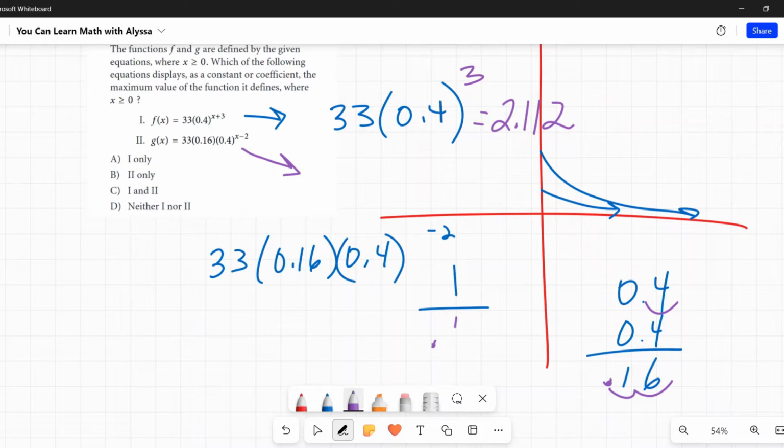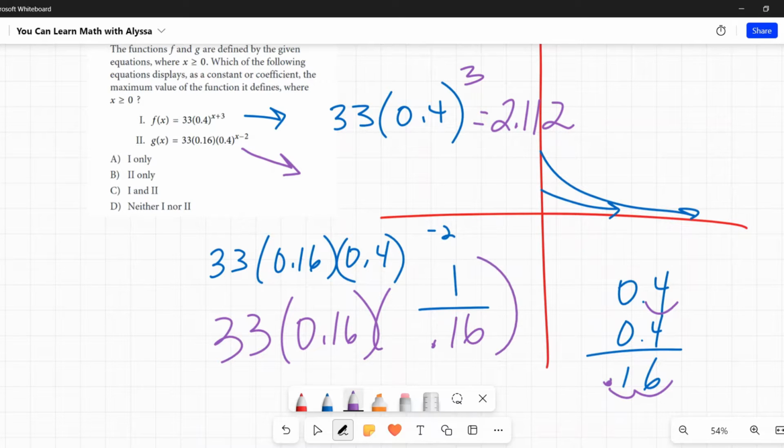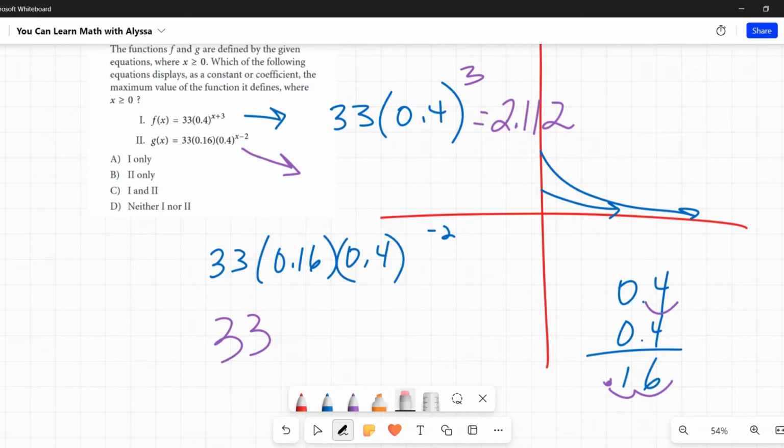There we go, 0.16. So now I have 33 times 0.16 times 1 over 0.16. Those are going to cancel out. It's like 5 times 1/5, 6 times 1/6, 8 times 1/8. All of those are equal to 1. So 0.16 times 1 over 0.16 is equal to 1. So that all cancels out, just becomes 1. 33 is my answer when I do all that. All that equals just 33.